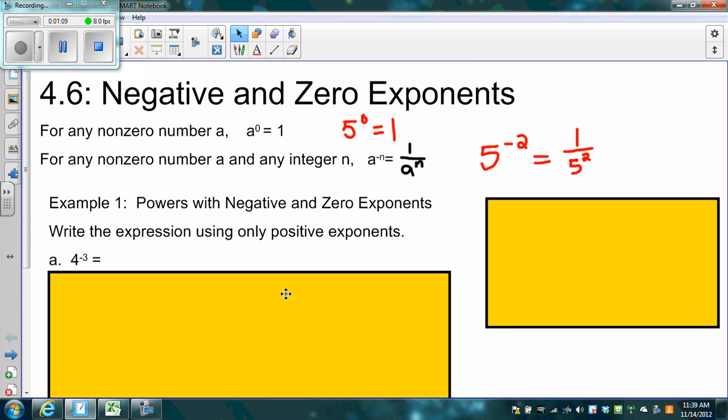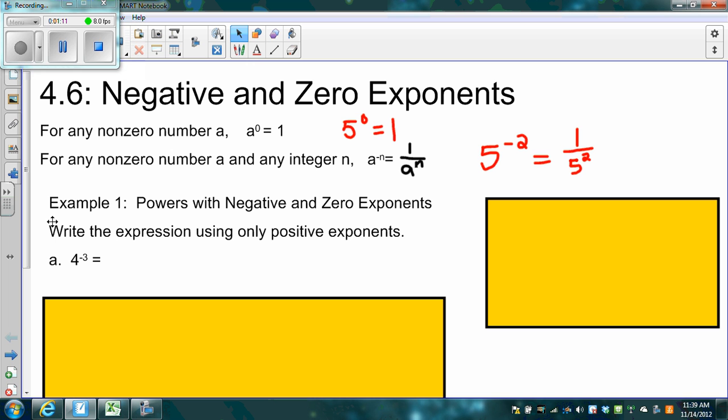So let's do an example. If we had to write this expression, 4 to the negative third, using only positive exponents, we would rewrite this as 1 over 4 to the positive 3.